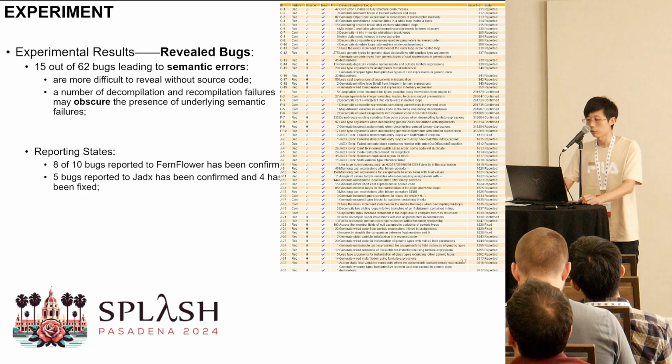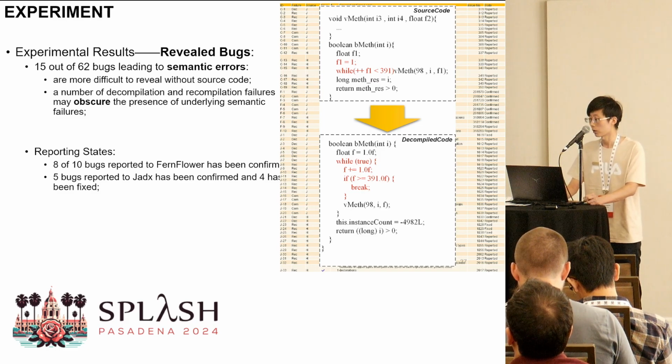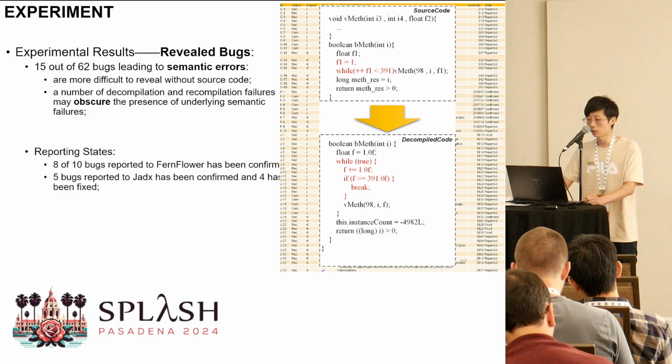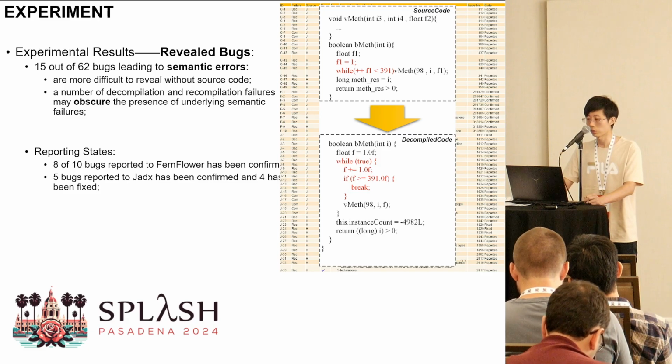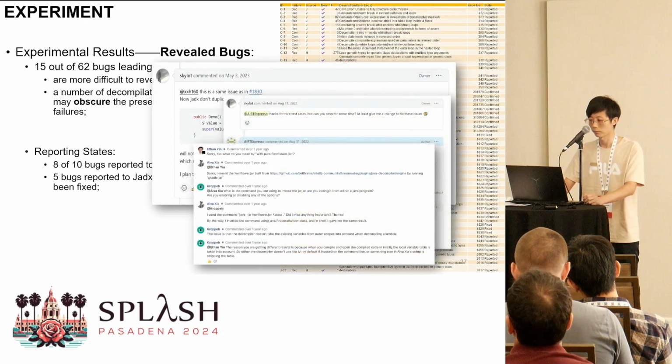Moreover, around 15 of the bugs are related to semantic errors. As we have mentioned, they have no obvious outward error symptoms and are usually difficult to be reviewed without source code. And the 13 bugs reported to the developers have been fixed or confirmed.